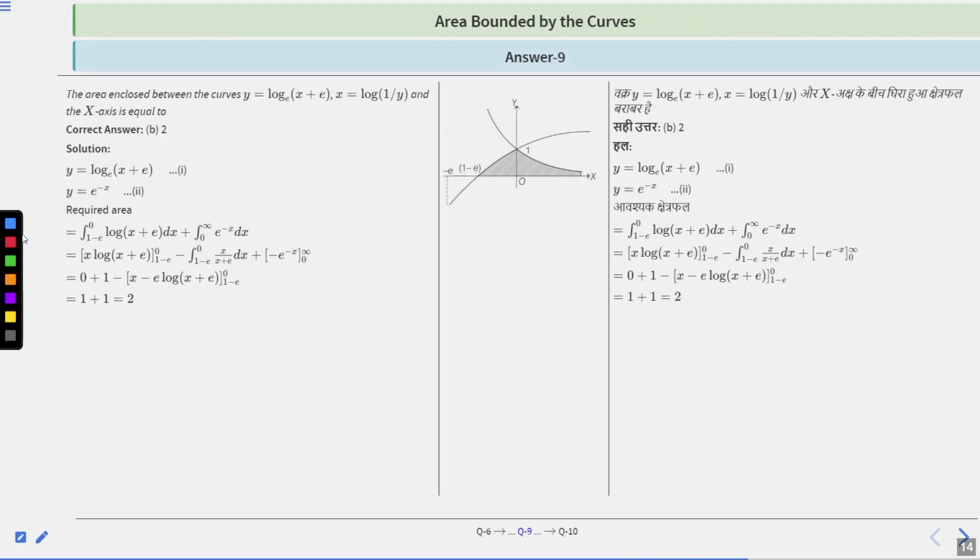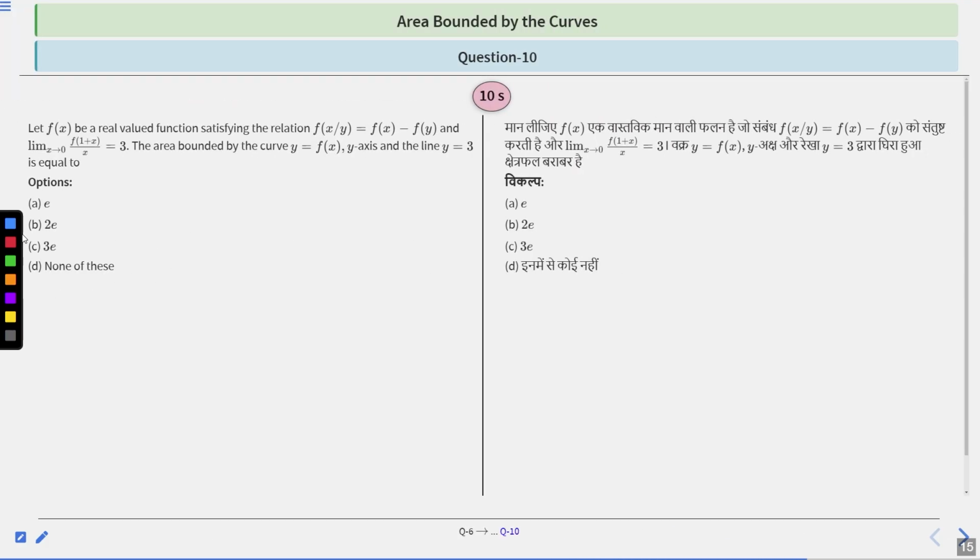Okay, let's move to the next question, question number 10, which says: if f(x) is a real valued function satisfying the relation f(x/y) = f(x) - f(y), and the limit as x tends to 0 of f(1+x)/x, which is the limit of log(1+x)/x, is 3, then the area bounded by the curve y = f(x), the y-axis, and the line y = 3 is equal to.